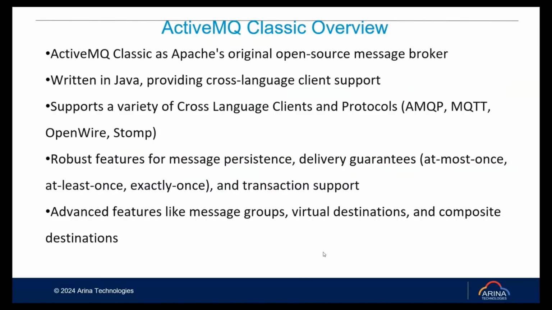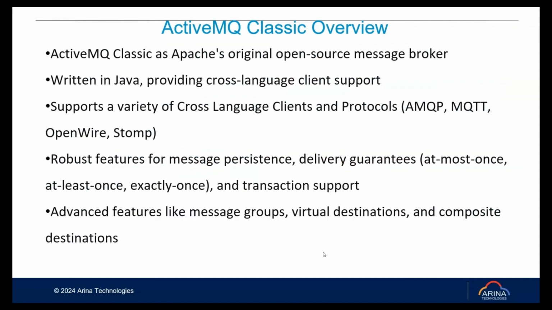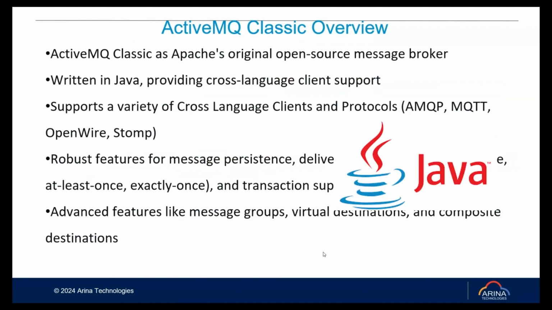What exactly is Apache ActiveMQ as part of this? Now, Apache ActiveMQ is one of the oldest and most widely used open source messaging brokers. It supports multiple protocols and it is designed for high performance and reliability. And it is written in Java.